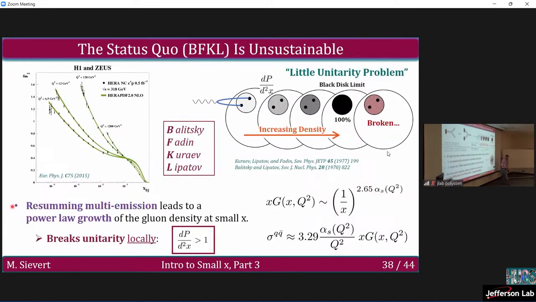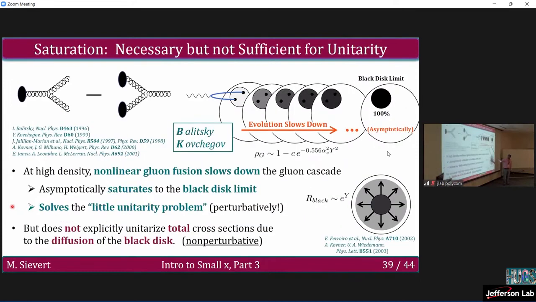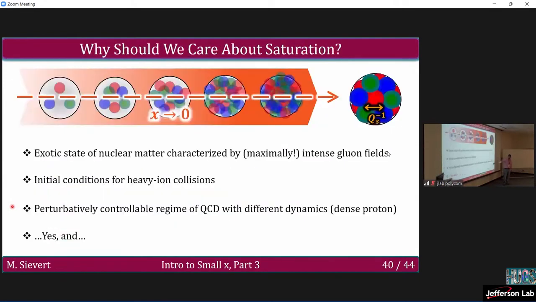But the little unitarity problem is something local in position space. This is something that perturbative QCD can answer. And you must solve this problem. You must solve the small unitarity problem, or else you have no hope of solving the big unitarity problem. So saturation is mandatory. Gluon saturation in some form must exist. Otherwise, QCD is not a unitary theory. It does not satisfy the little unitarity constraint.